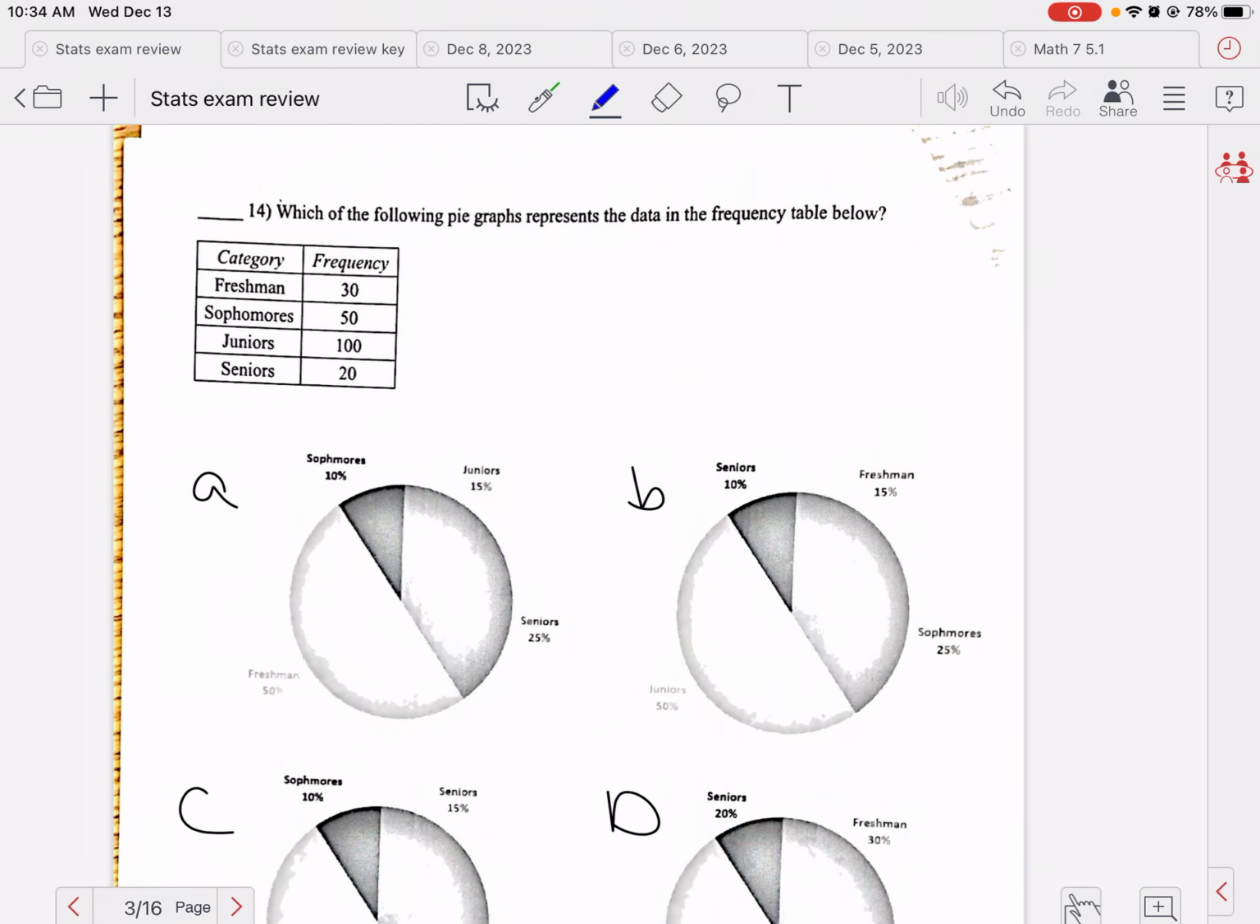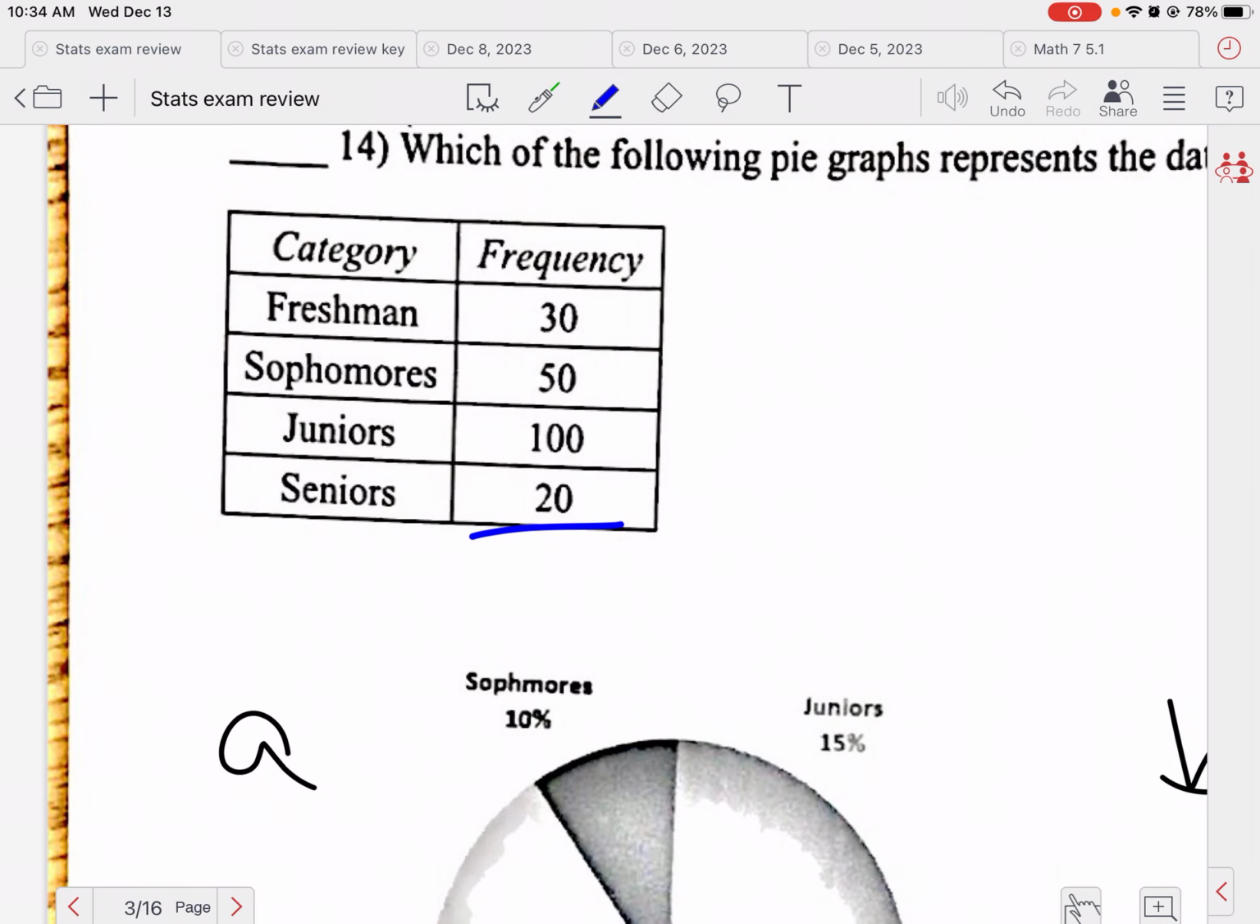Okay. This one, which of the following pie graphs represents the data? Anytime you're trying to find a pie graph, you need to know the total. So 30 plus 50 plus 100 plus 20 is 200. So we would do 30 out of 200. I would get that to be 15%. So I know freshmen are going to be 15%. So I'd look for that.